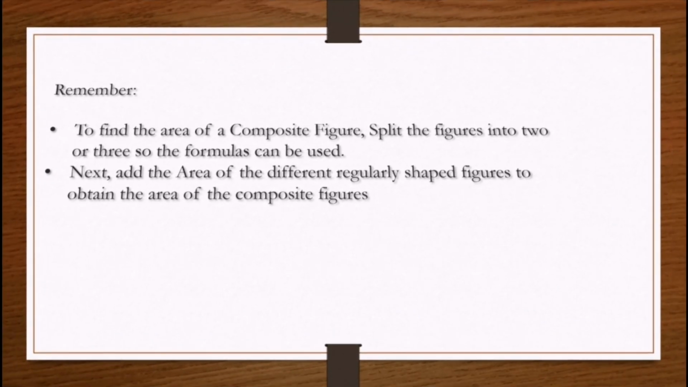Alright, kids, remember that the easiest way to find the area of a composite figure is just to split the figure into 2 or 3 so the formulas can be used. Next, add the areas of the different regularly shaped figures to obtain the area of the composite figure.